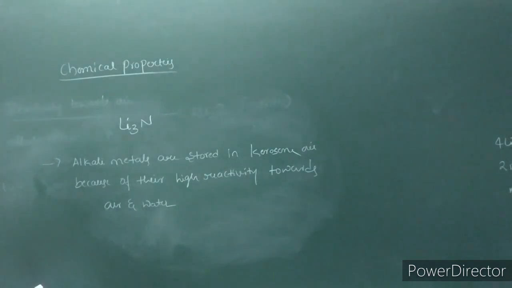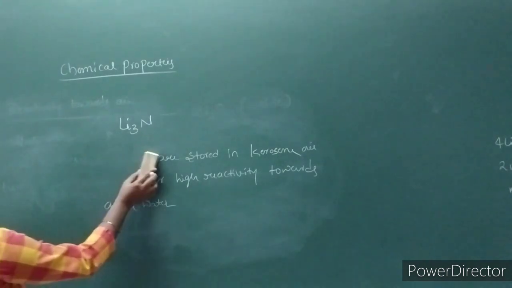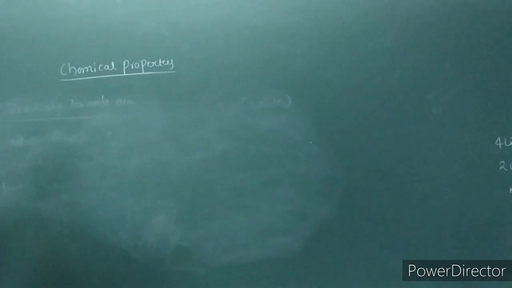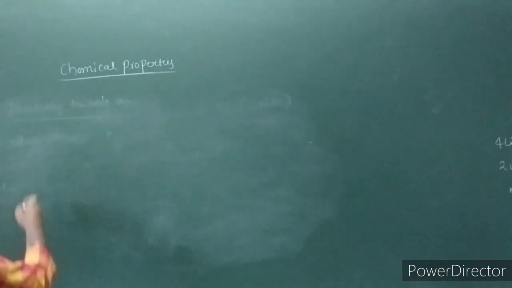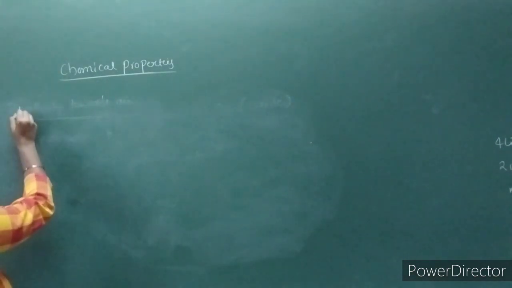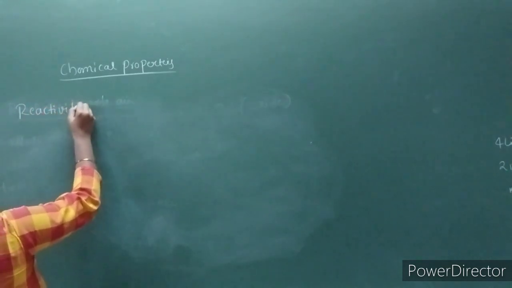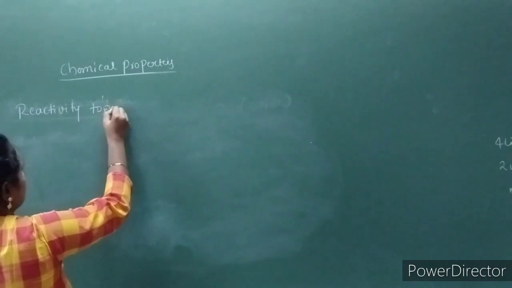So this is about the reactivity towards air. They form the corresponding oxides and hydroxides when they react with air. So next is the reactivity towards water. The second chemical property is reactivity towards water.